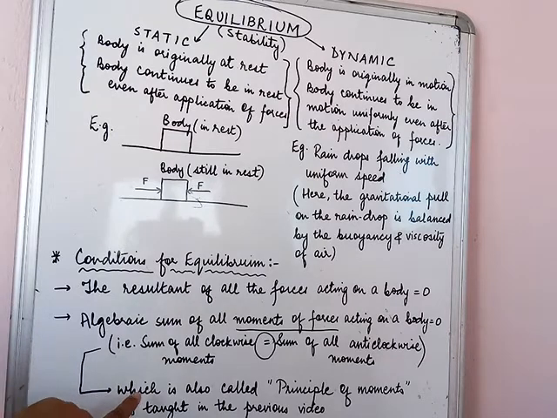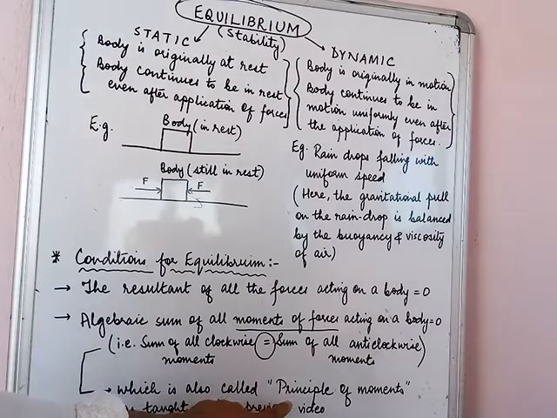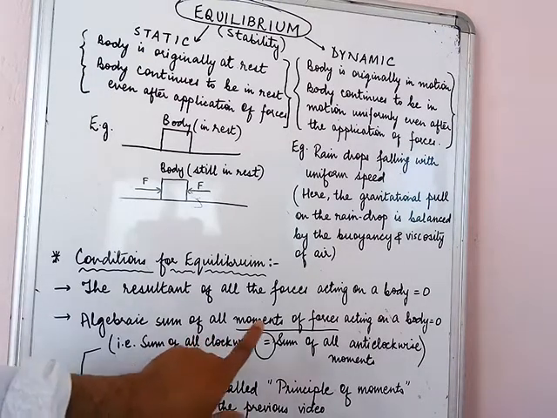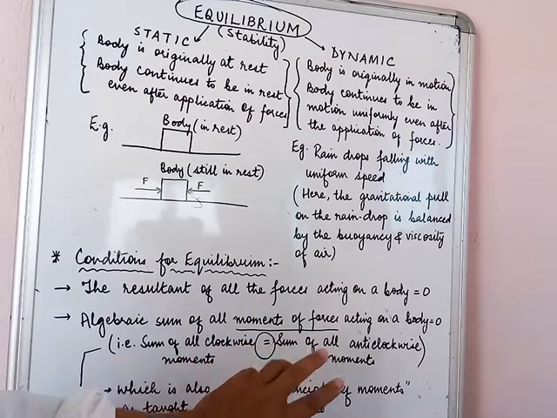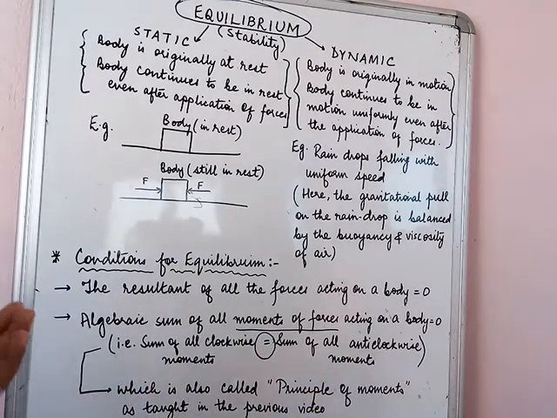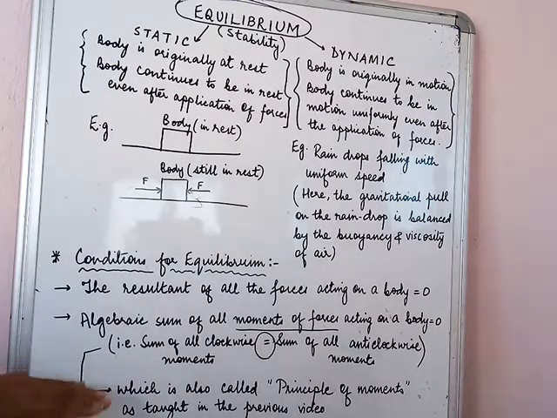The second point, as you can see, I have written, this is also called the principle of moments as taught in the previous video. If you want a clarification, or if you have not watched the previous video, please go to it and see the principle of moments. What does the principle of moments state? It states that in equilibrium, the sum of all clockwise moments will be equal to the sum of all anti-clockwise moments. This is what will be applicable in the numericals that we have been solving. So I have brought one more numerical today. We'll solve that just immediately after this.